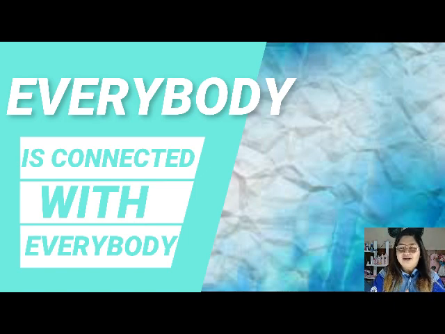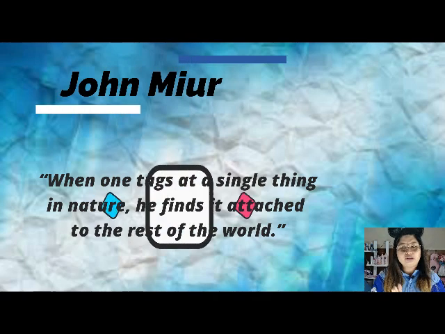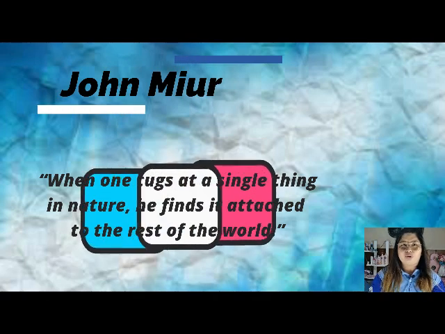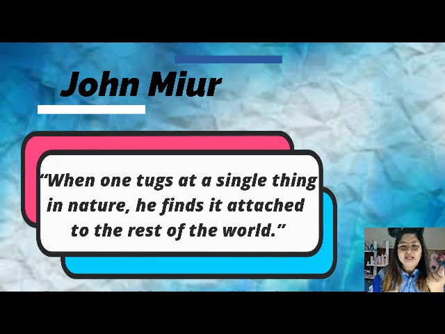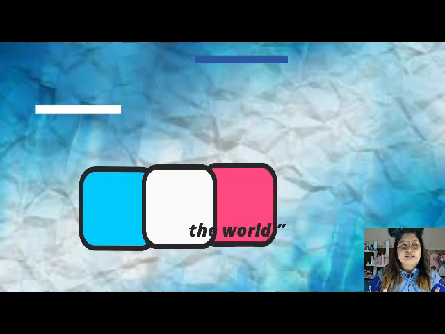Okay, joke lang. Okay, so according to John Muir in your module, when one tugs a single thing in nature, kunyari ikaw, hinila kita, he finds it attached to the rest of the world. So, hinila kita, ikaw, konektado ka sa nanay mo, nagsabi ko sa nanay mo. Nanay mo, konektado sa tatay mo, nagsabi siya sa tatay mo. Yung tatay mo, konektado kay Tulfo. Hindi, joke lang. Okay. You get what I'm saying? Everybody is connected with everybody else.